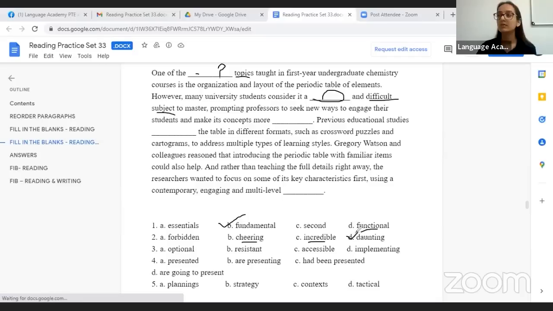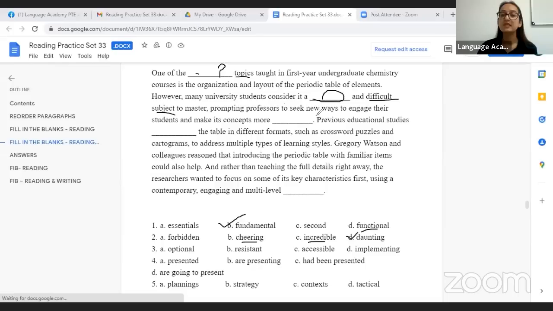Even if you don't know the meaning, here is a silly hint: most of the words that start with D are negative words. But you should have eliminated in this case also. So daunting subject, daunting means something you fear, something you're worried about. In that sense, we use the word daunting.